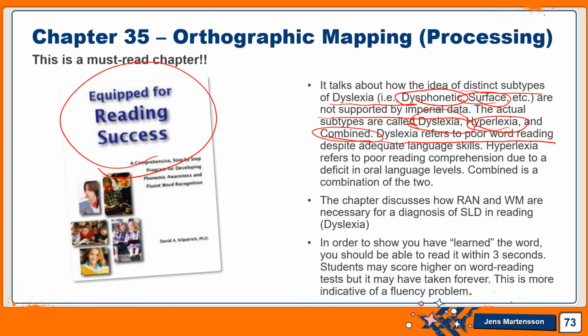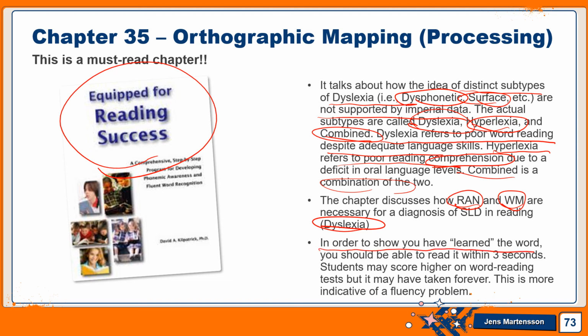So dyslexia refers to poor word reading. It's just kind of an overall, you're bad at reading. You're bad at reading words. Hyperlexia is that you are bad at comprehending what you read. And then the combined is the combination of poor word reading and poor comprehension. The chapter also discusses rapid automatic naming and working memory and how they're kind of all coming into play with dyslexia. Again, I'm not doing this justice, folks. You need to read this chapter.